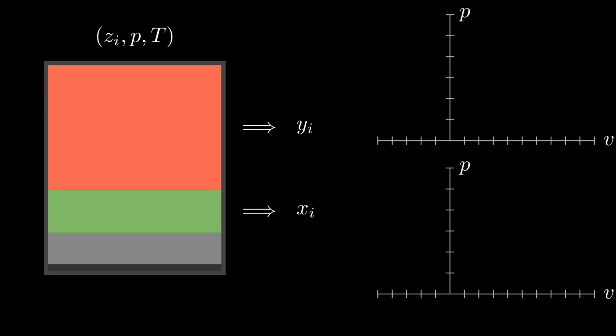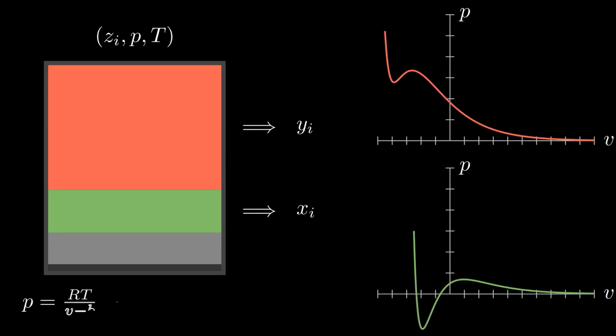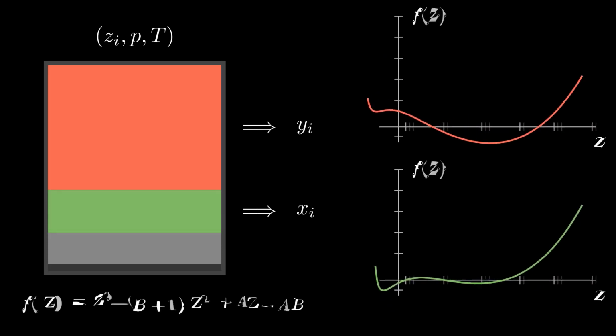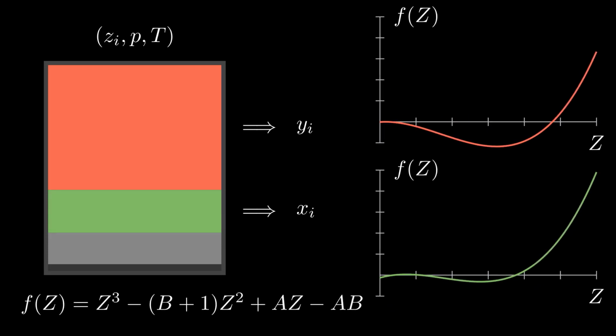flash calculation. The output of the flash is going to be the equilibrium compositions Yi for the vapor and Xi for the liquid. Using the equilibrium compositions and the EOS, we can plot the EOS curves for both phases. In this case, we're using the van der Waals equation of state. However, for what we want to do, we actually want to rearrange the equation to be in a cubic form with regards to the Z factor.